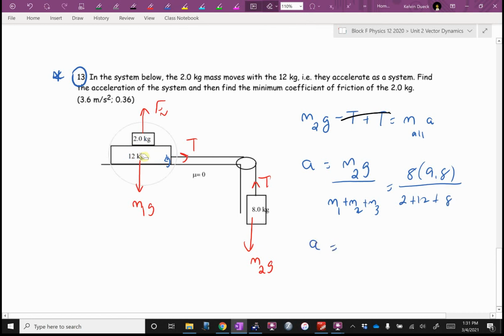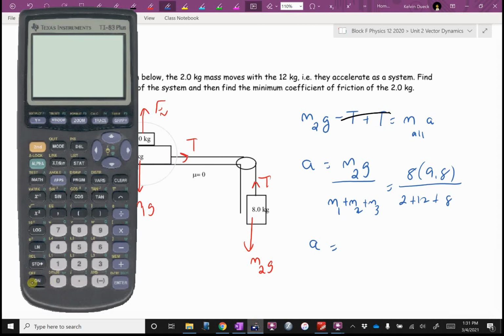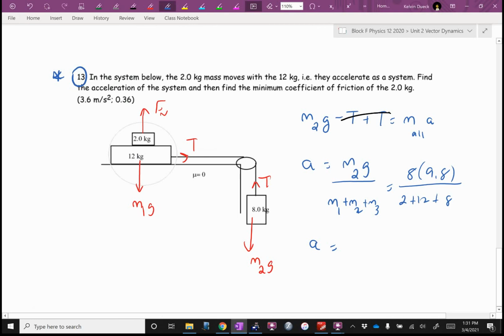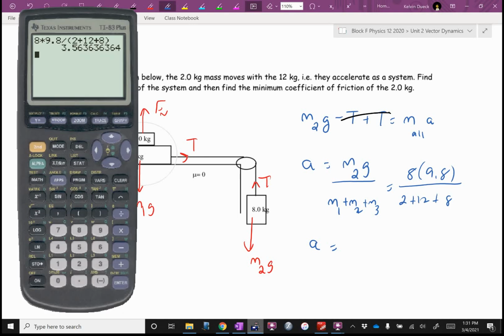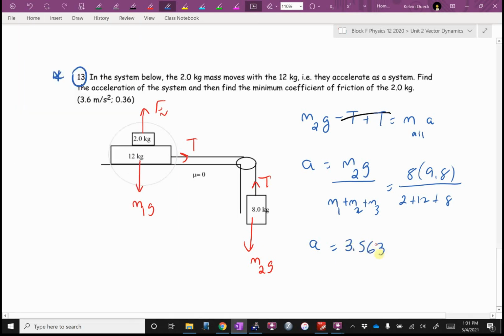And now I'm going to fix my diagram and go back to a 2 and a 12 for the second part. But for now, it's going to be 8 times 9.8 divided by bracket 2 plus 12 plus 8. And that's where the 3.6, actually 3.5636 repeating comes from. So I'll write 3.5636 meters per second squared.